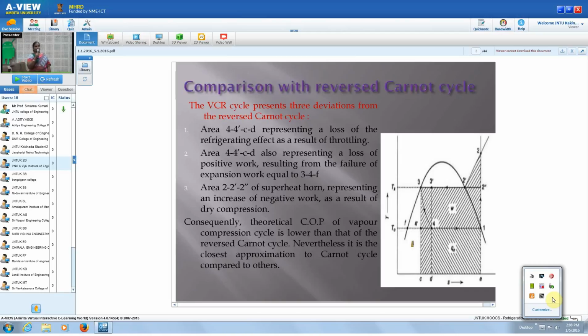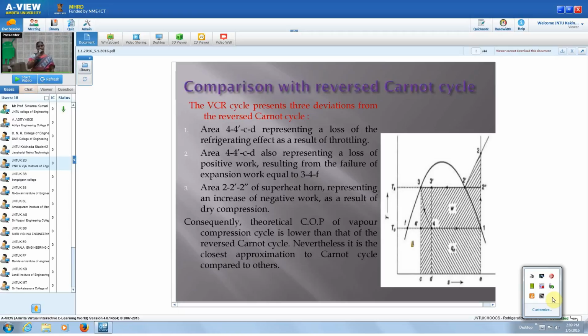And the other deviation you can see is that the work is also increased in this vapor compression refrigeration cycle by the area 43F. Okay, that is at the left of the TS diagram, 43F. That area is the same as that of 4 dash CD. So that is the extra work required for the compressor. Whereas in the reversed Carnot cycle we are able to get some expansion work, with which the work input to the compressor can be reduced. That is not the case in the vapor compression refrigeration cycle.